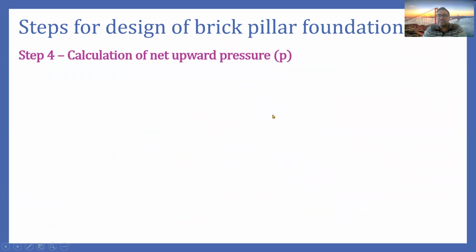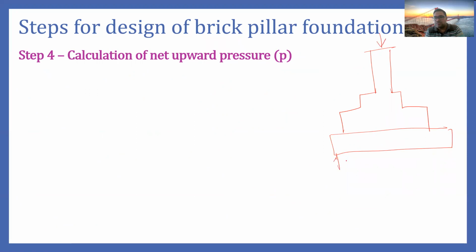Then moving to the next step. So once we calculate the area of foundation or size of the foundation, then the fourth step is to calculate the net upward pressure. So as you can see, this is the column, and say this is the foundation of the column, and it is resting on the soil. So because of this vertical load, the soil will offer some upward pressure or reaction. So this reaction is basically in the form of net upward pressure. So we call it P.